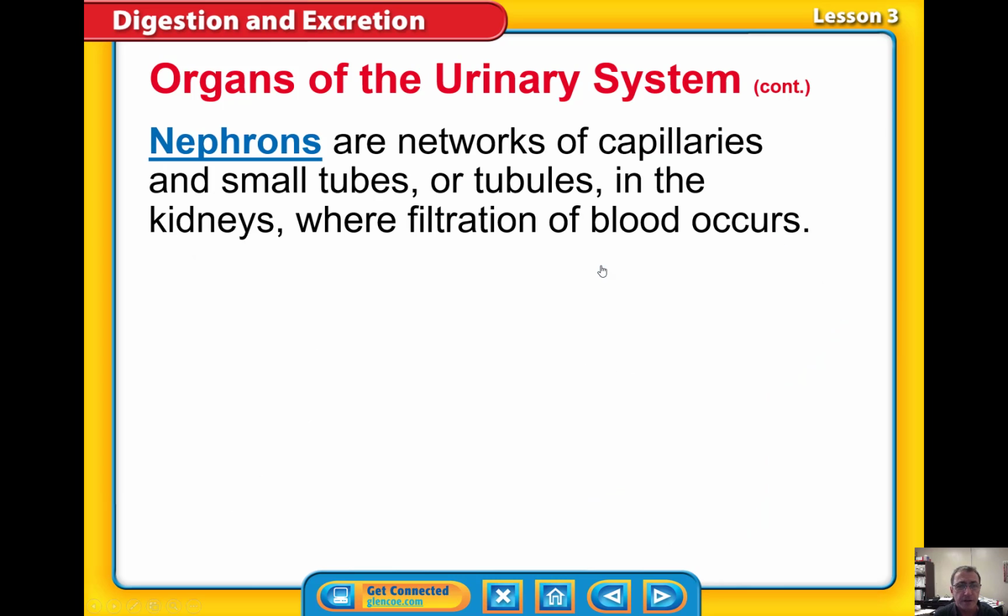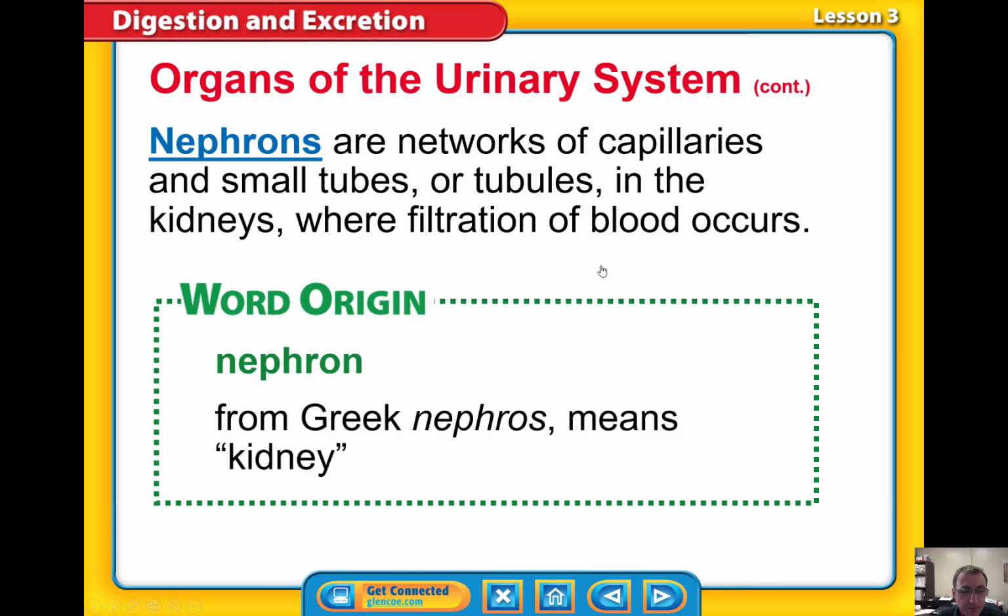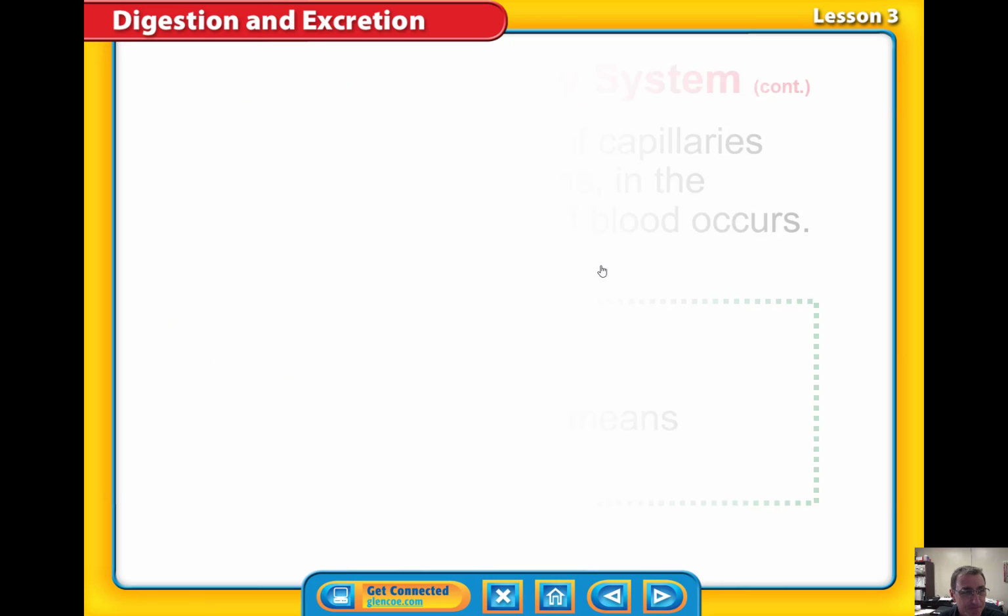Nephrons are networks of capillaries, so those are blood vessels, or small tubes or tubules in the kidneys where the filtration of the blood occurs. So we'll learn more about those here in a minute. Nephron, from the Greek nephros, which means kidney. That's kind of obvious in some ways and funny in others.